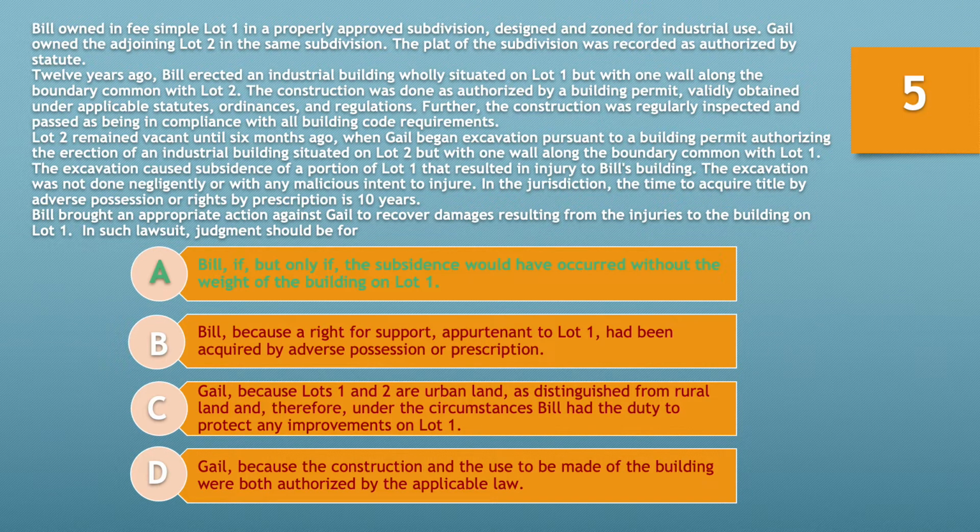In this case, Bill's neighbor Gale began an excavation project that caused subsidence of a portion of Bill's land that caused damage to Bill's building. However, Gale's excavation was not done negligently or with any malicious intent to injure. As such, Gale can only be found liable for the damage to Bill's building under the theory of strict liability, which requires Bill to show that the subsidence would have occurred even without the weight of Bill's building. So as a result, answer A would be the best answer.